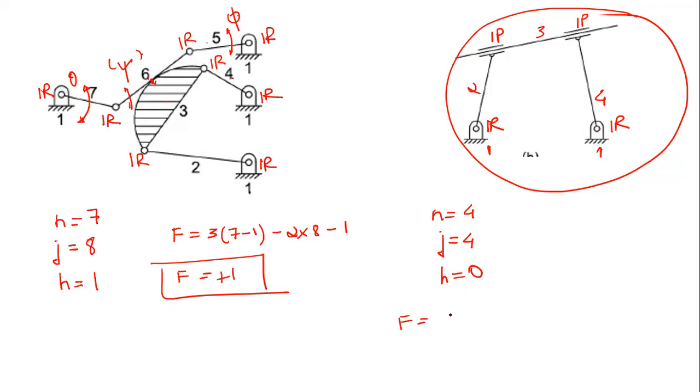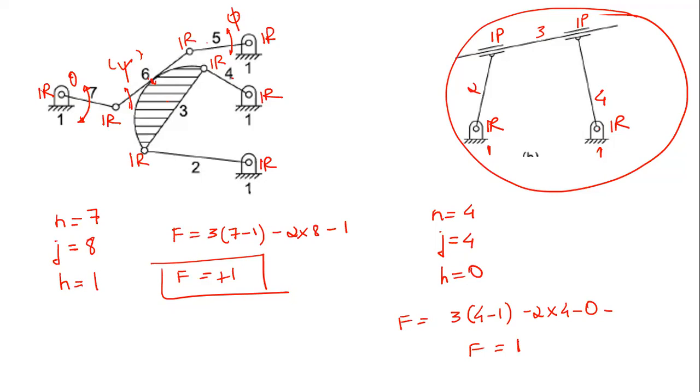So let us apply this. F equal to 3 times (4 minus 1) minus 2 into 4 minus 0. Now just tell me, here, if you solve this, what will be the value of f? 9 minus 8, that is plus 1. But if you observe here, the degree of freedom of this mechanism will be equal to 0.